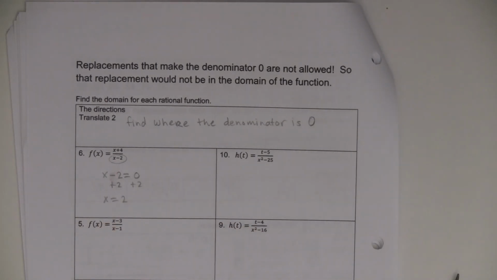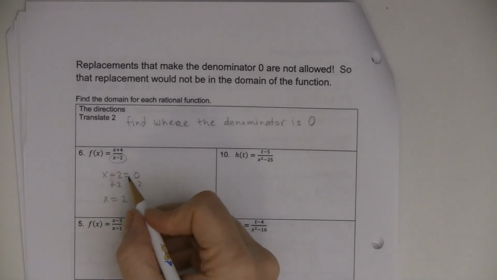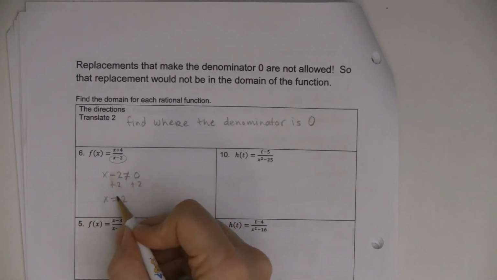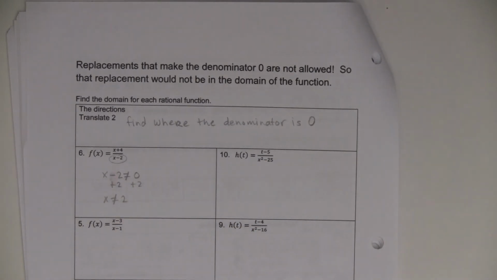But remember, that wasn't a good value, right? And they're wanting us to talk about the domain. And the domain is all of the values that would be okay to put in. And this value actually would not be okay to put in. It wouldn't be okay to put in x is 2, because if we do, then our denominator would be 0 and it would be undefined. And so our domain is all of the values except for x is 2.